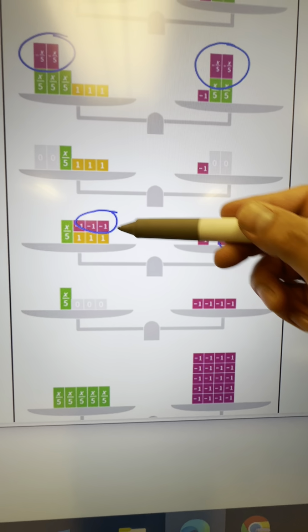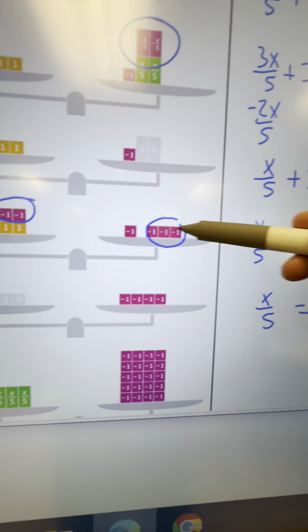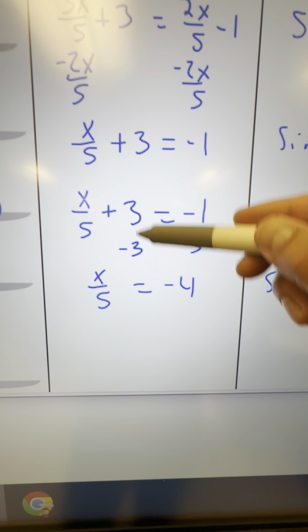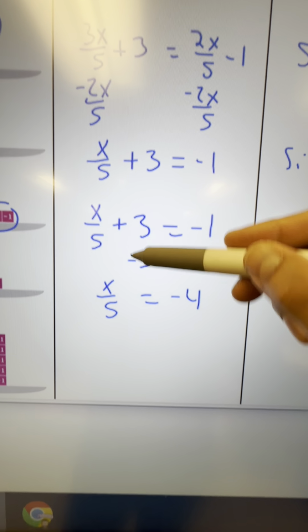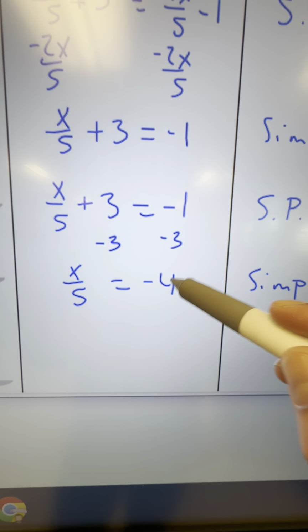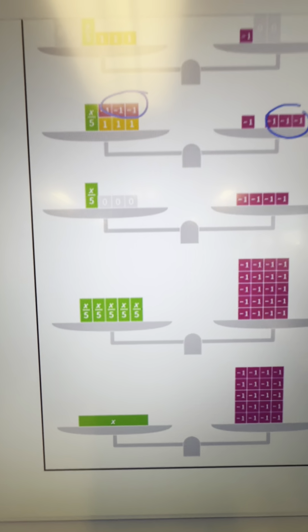And then in the next step, you can see here, we combine these 0 pairs. So we're left with only x over 5. There are no 0 pairs here, so altogether we have 4 negatives. So you can see again, combine these are 0 pairs, they're gone, we're left with x over 5. There are no 0 pairs on this side, so when you combine these, you'll end up with 4 negatives. This is called simplifying.